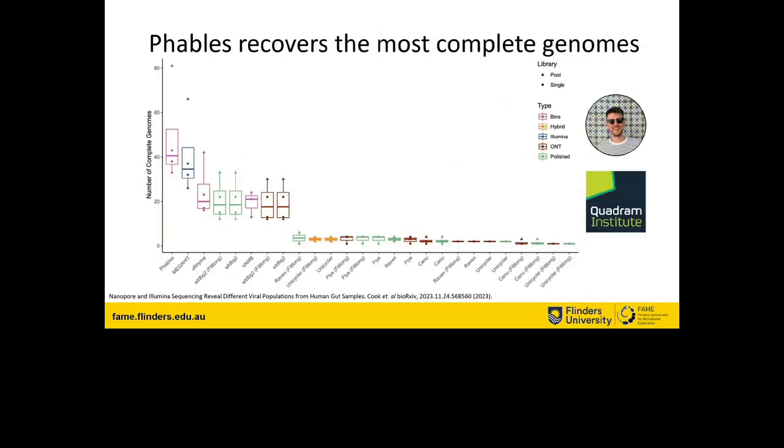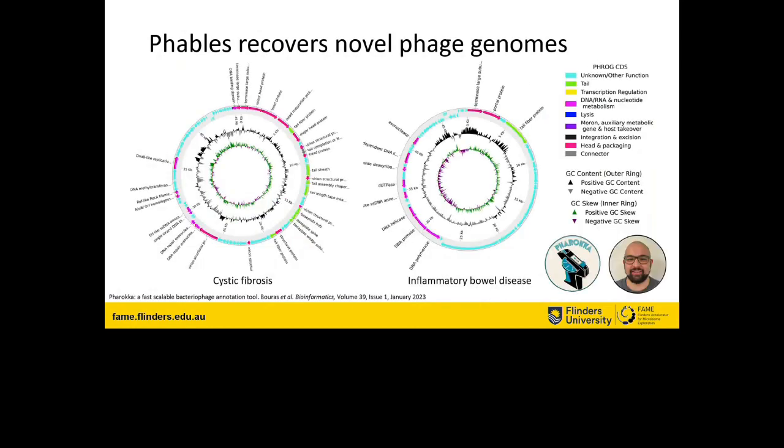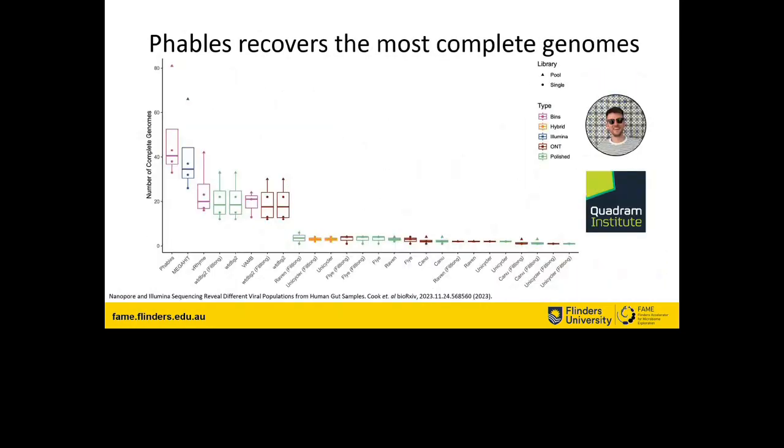Recently, a benchmarking study on methods to recover viral genomes came out, led by Ryan Cook from the Quadram Institute in the UK. They used human fecal viromes and counted the number of complete genomes recovered by the mainstream assembly and binning methods shown on the x-axis. Their results found that Phables run on megahit assemblies was the best. So if you study phages from metagenomes or viromes, you can try out Phables.